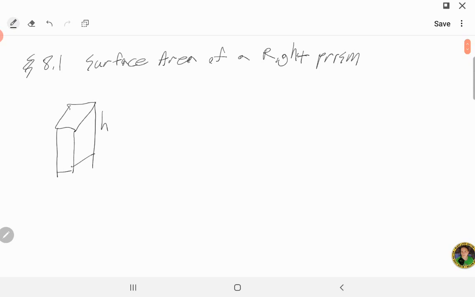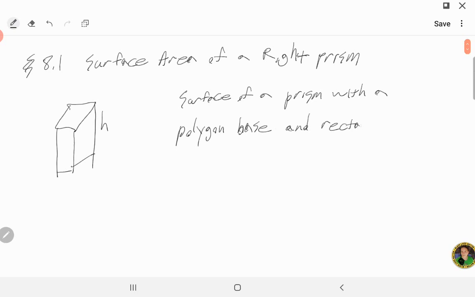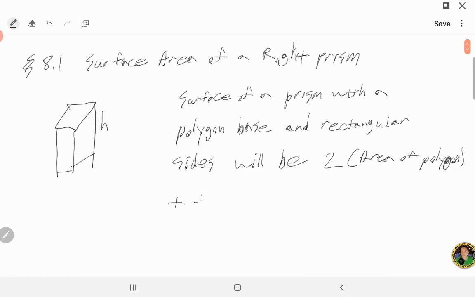So, turns out the surface area is relatively straightforward. We notice that the surface area of a prism with a polygon base and rectangular sides will be 2 times the area of the polygon plus the sum of the rectangular areas.